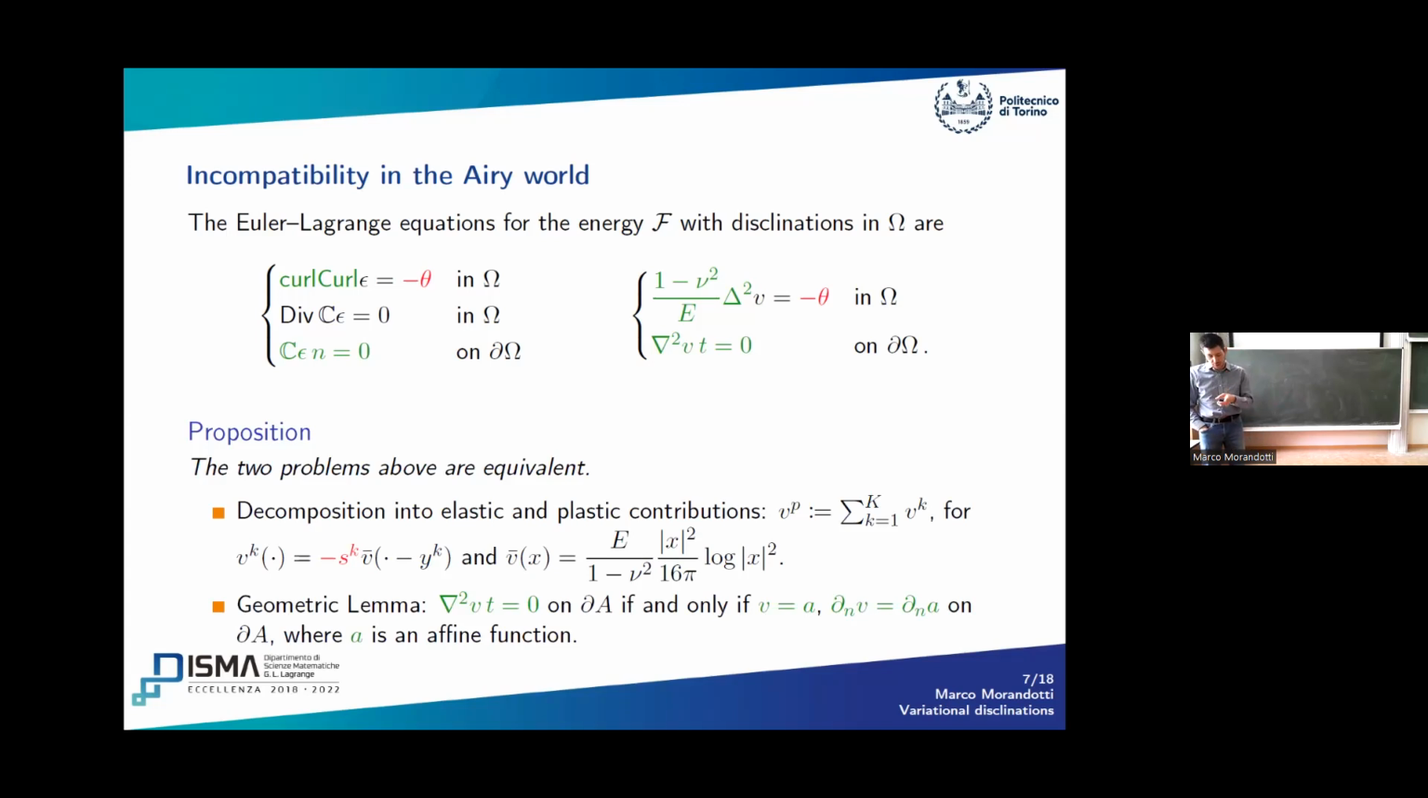The trick to do this is to decompose both objects, epsilon and V, into what we call the plastic and elastic contributions. The plastic contribution is the one that encodes the presence of the defects, and arises only if the defects are present, whereas the elastic contribution is the one which is compatible. So curl of epsilon elastic will be 0, and in the same way, the bilaplacian of the corresponding V elastic will vanish.